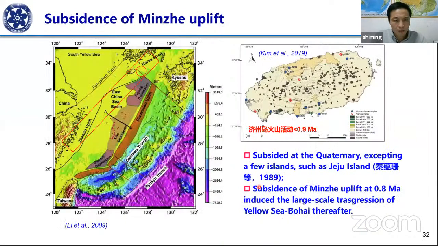Together with previous studies on the evolution of the Minzhe uplift, we suggest that subsidence of the Minzhe uplift at around 0.8 million years induced the large-scale transgression of the Yellow Sea and Bohai Sea thereafter. For Jeju Island, we can also see very frequent volcanic activity that occurred since around 0.9 million years. So this also supports the subsidence evolution of the Minzhe uplift.